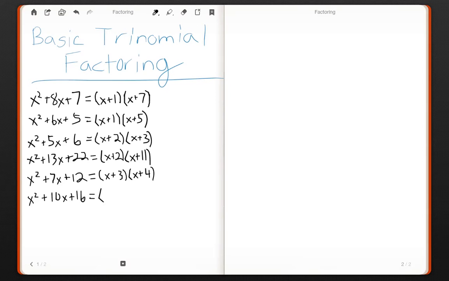Two numbers that multiply to 16 and add to 10. So we have 1 and 16, 2 and 8, or 4 and 4. It's going to be 2 and 8.